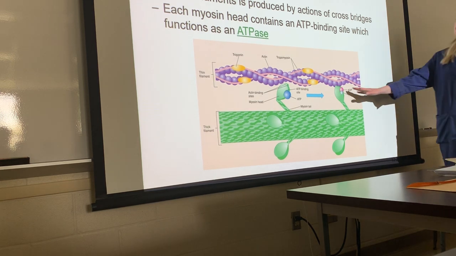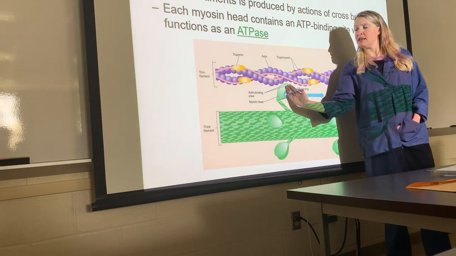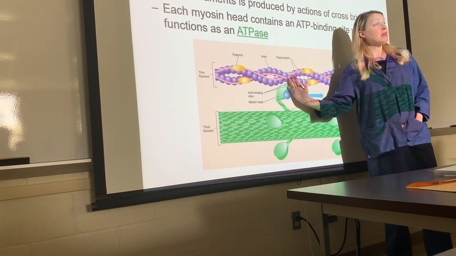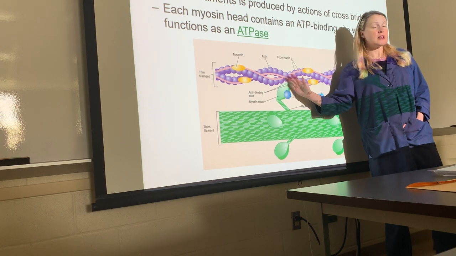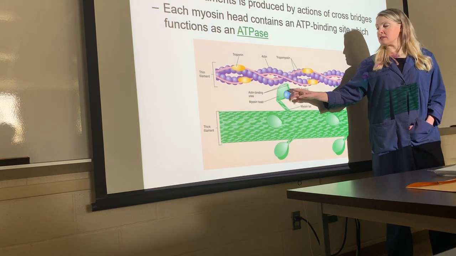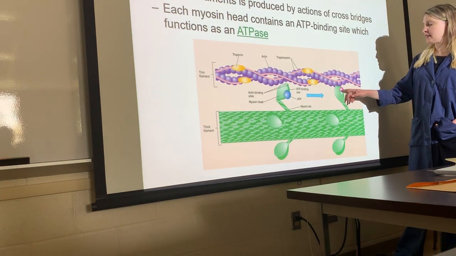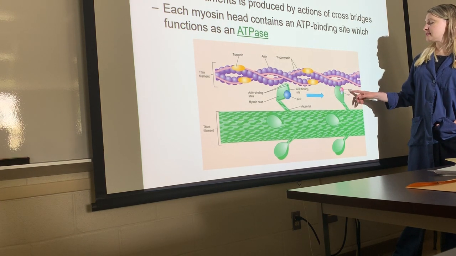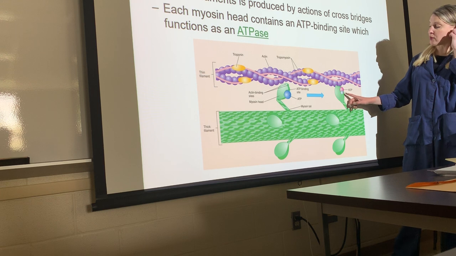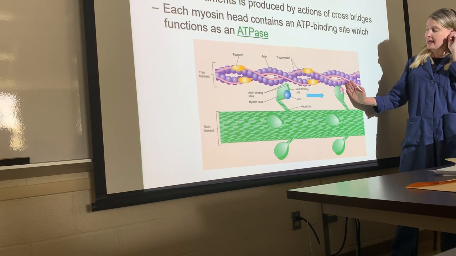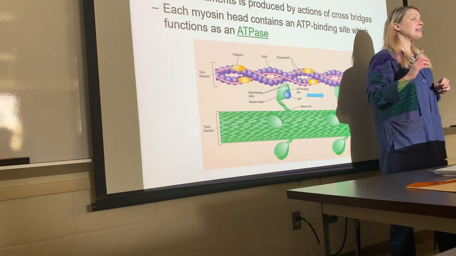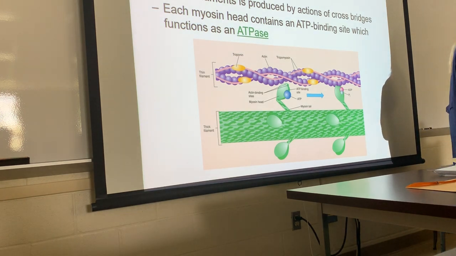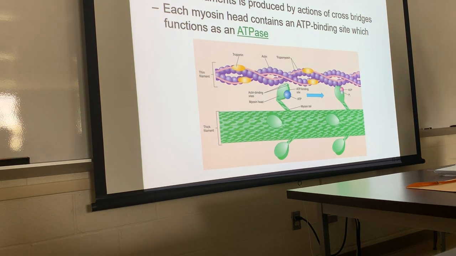Once this occurs, notice how the head will flex backward. We say it cocks into place. So ATP binds, and then ATP is going to basically disassociate into ADP and phosphate. And when this occurs, the head cocks back. Only at that point will the myosin head bind to the actin. It can't do that if ATP doesn't bind.